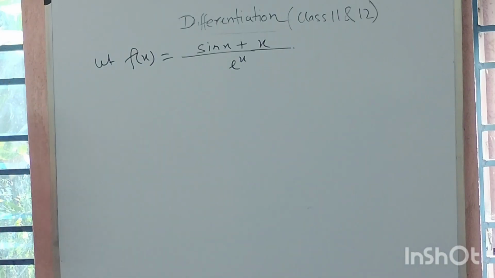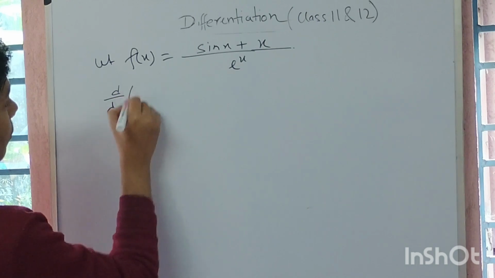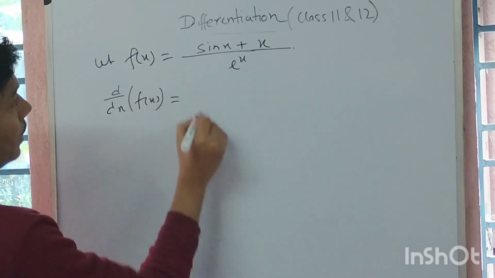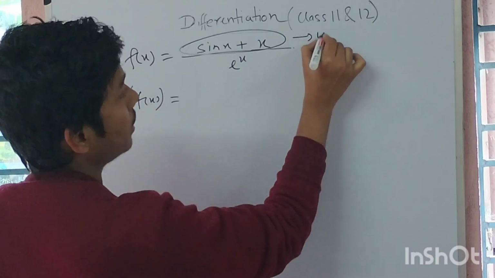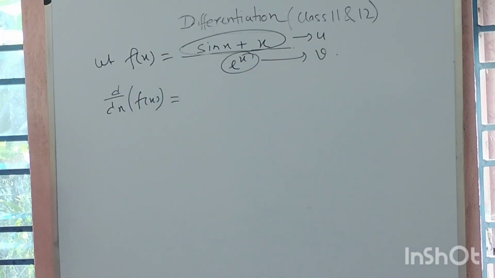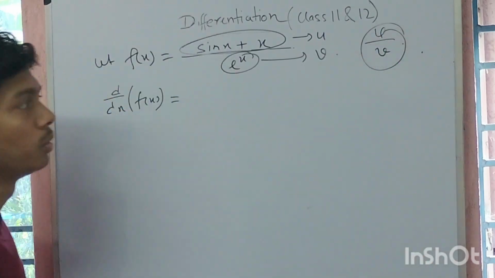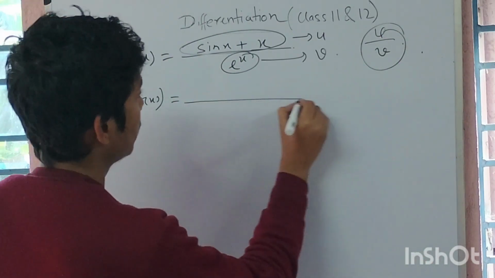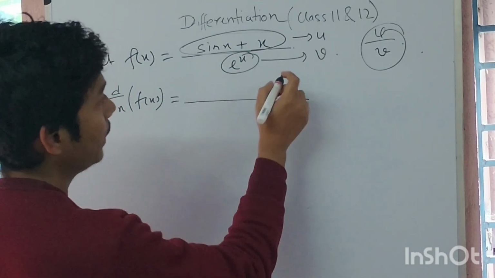Okay. This is my function. Then what will I do? Just d by dx of f(x) will be, this is the upper thing, this is my u, this one is my v. It is basically in the form u by v. Then what is the rule? The rule is, in the denominator it will be v square. What is v? It is my v.